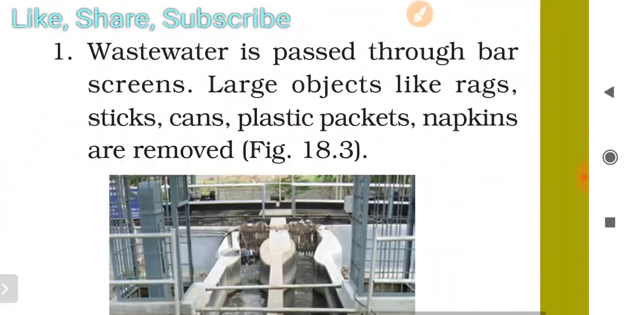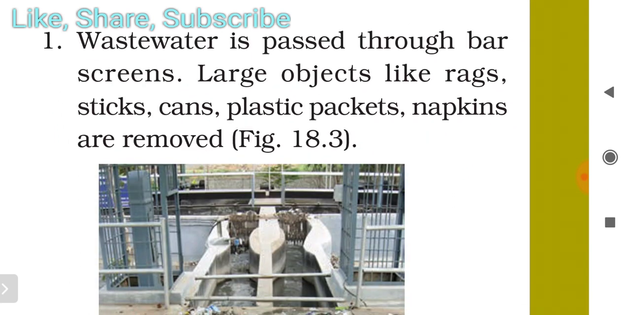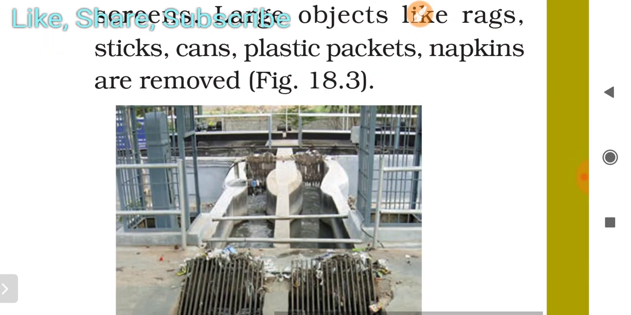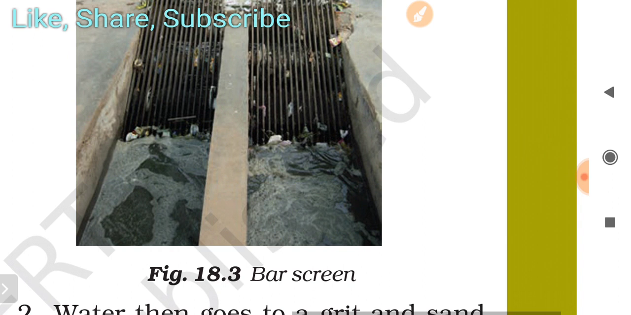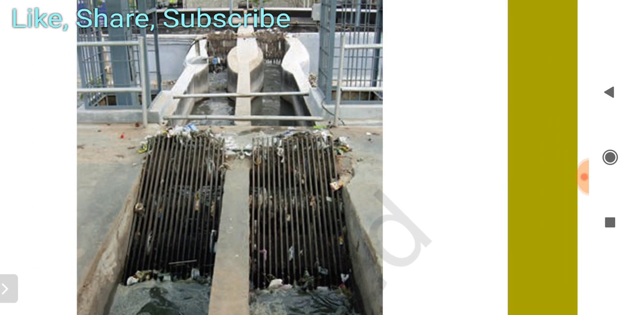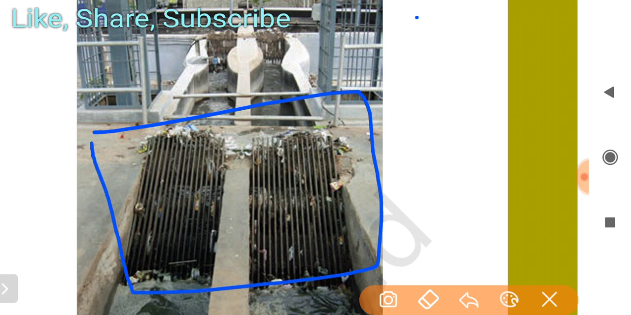For this, the first thing we have to do is pass the wastewater through a bar screen. Large objects like rags, sticks, cans, plastic packets and napkins are removed through this process when they pass through the bar screen. So you can see the structure. This is the bar screen. This type of structure you can often see in many big cities also.